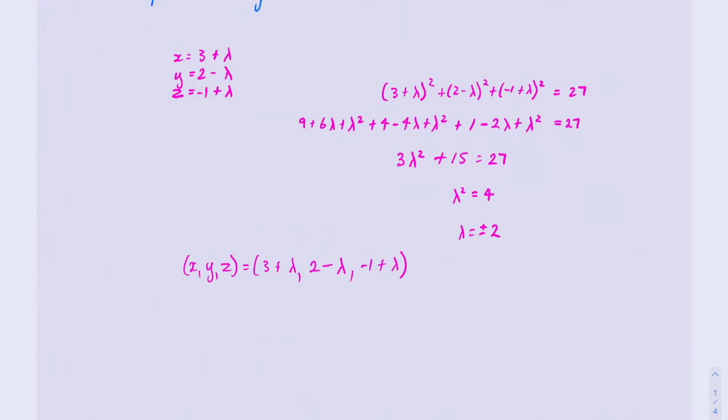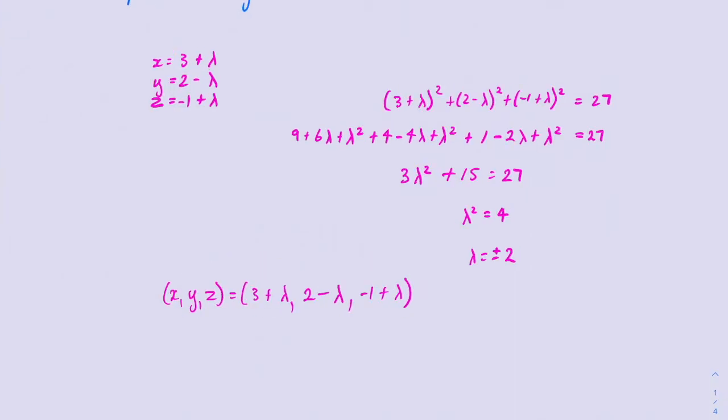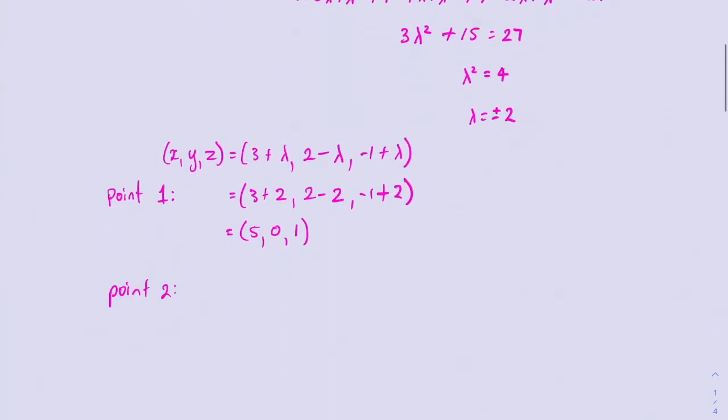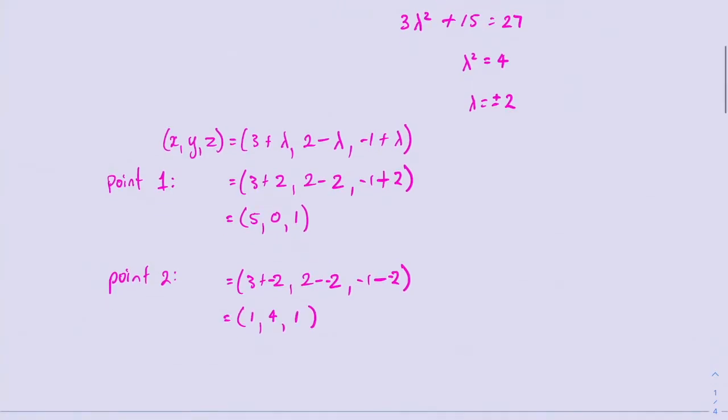Now, it could have no points of contact, it could have 1 point of contact if it's tangent, or it could have 2 points of contact, a line passing through a sphere. By plugging lambda back in, we can find the first point of contact. Let's put lambda equals +2. So that's the point (5, 0, 1). And the second point of contact, we'll put lambda equals -2. So that's the point (1, 4, -3). Those are the 2 points of contact.